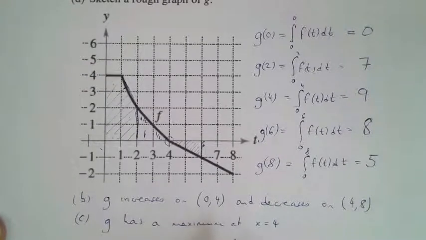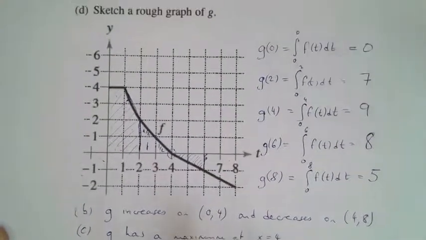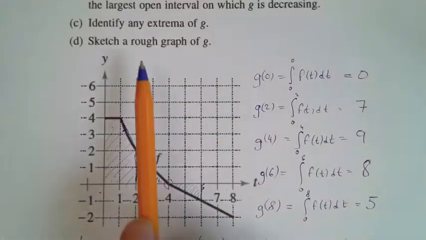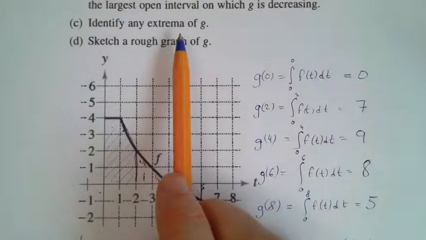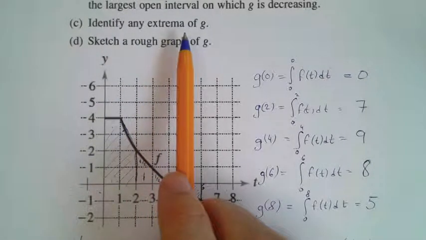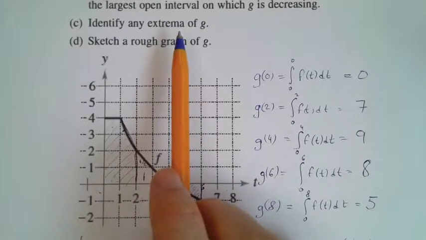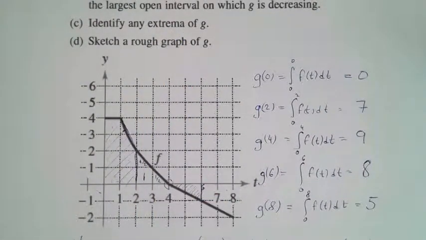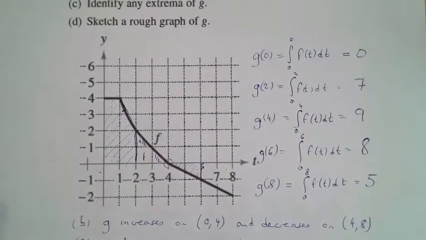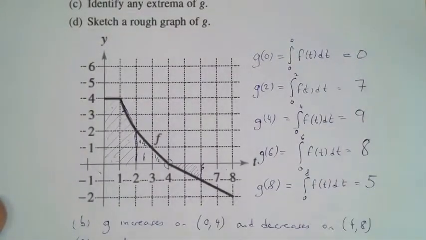What I wrote here is not the answer to the question. The question asks, what is the extreme value? So what is the y value? It doesn't ask where the extreme value is. So what is the extreme value? The maximum of g is y equals 9. We had found it up here.